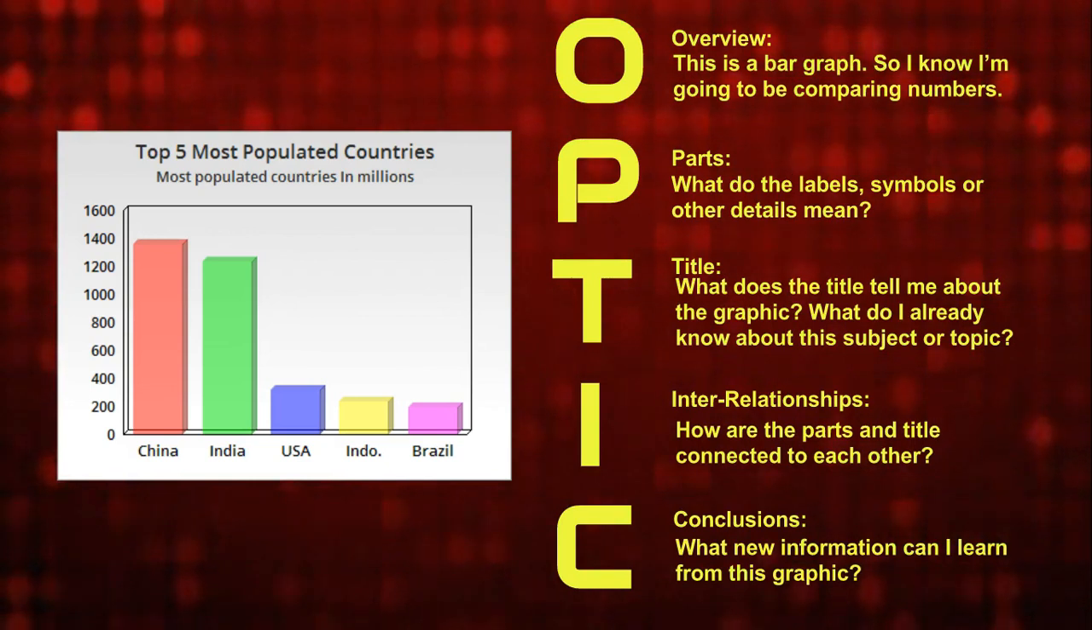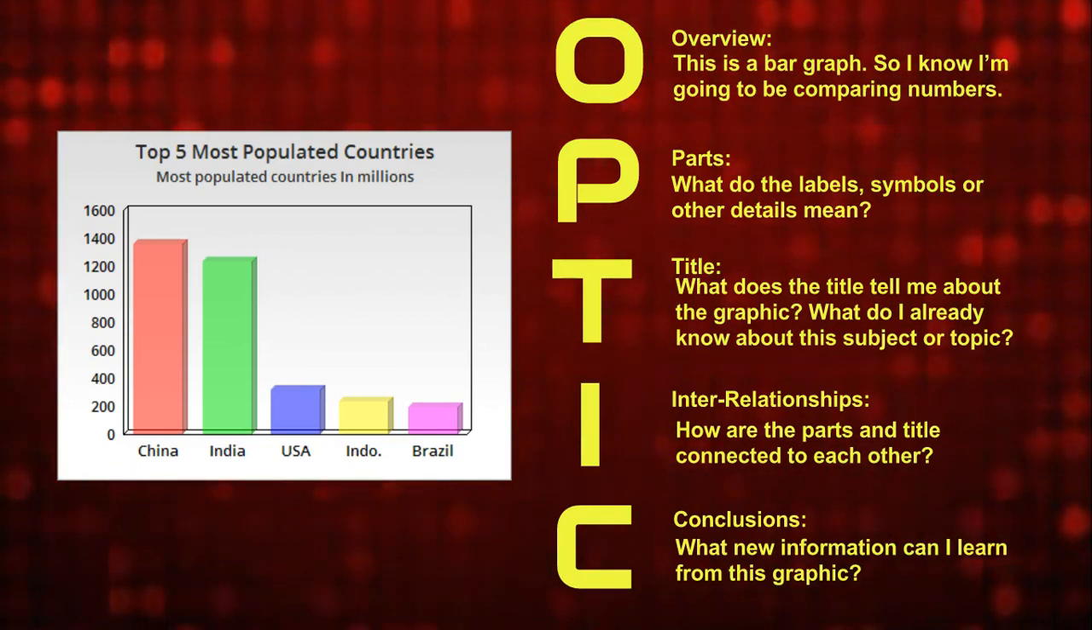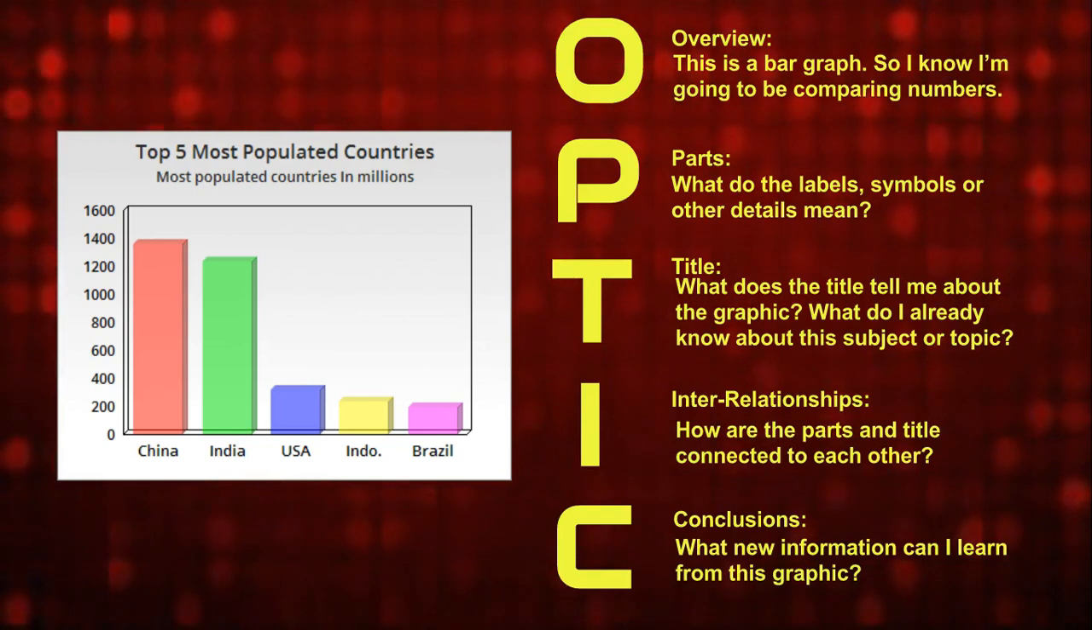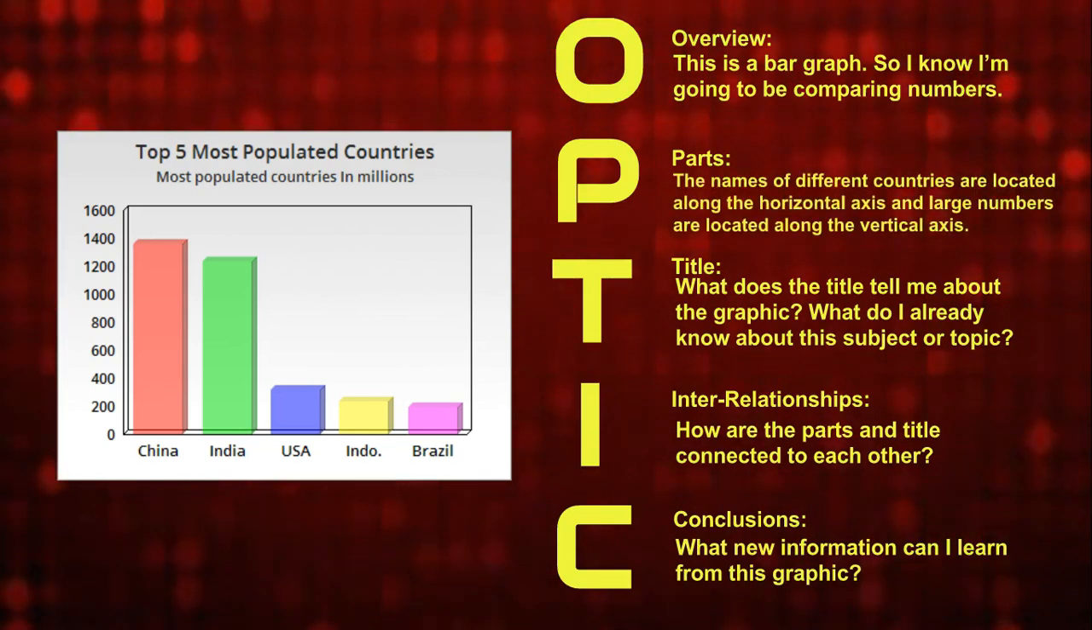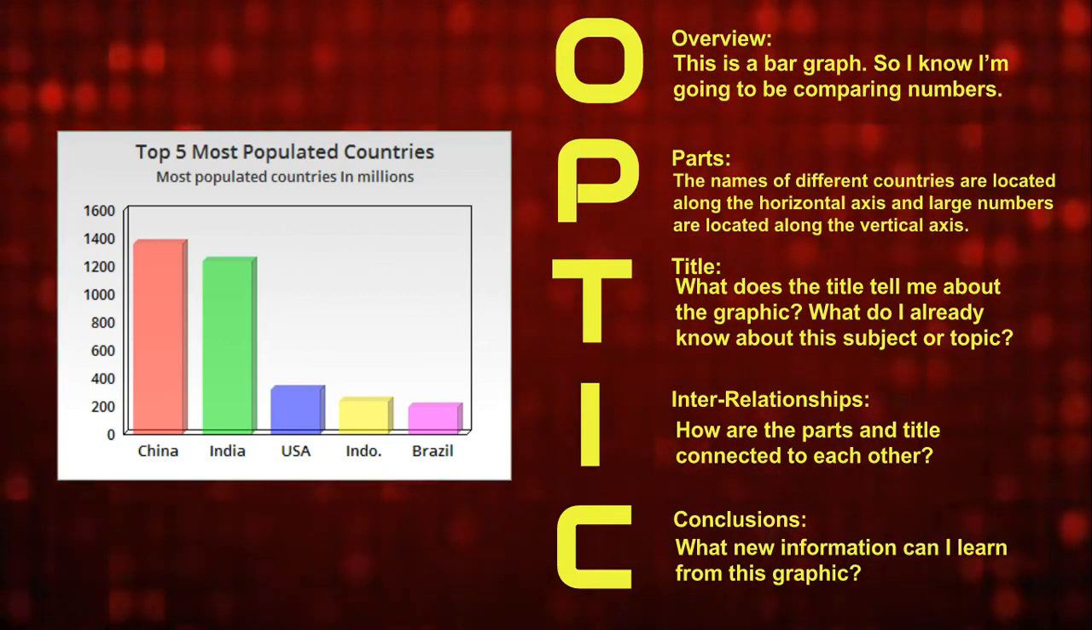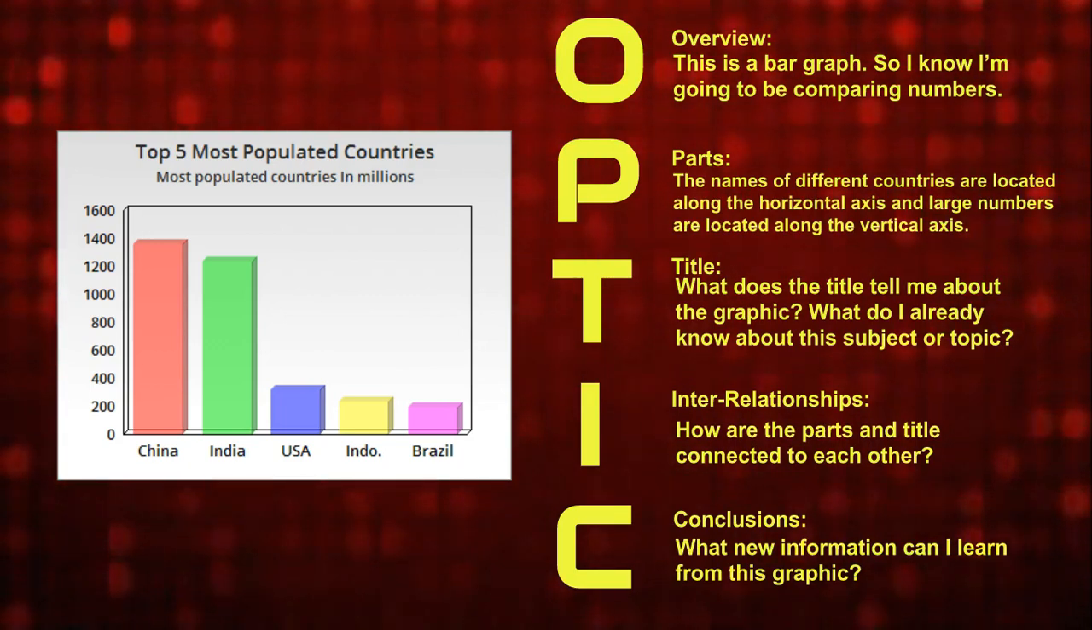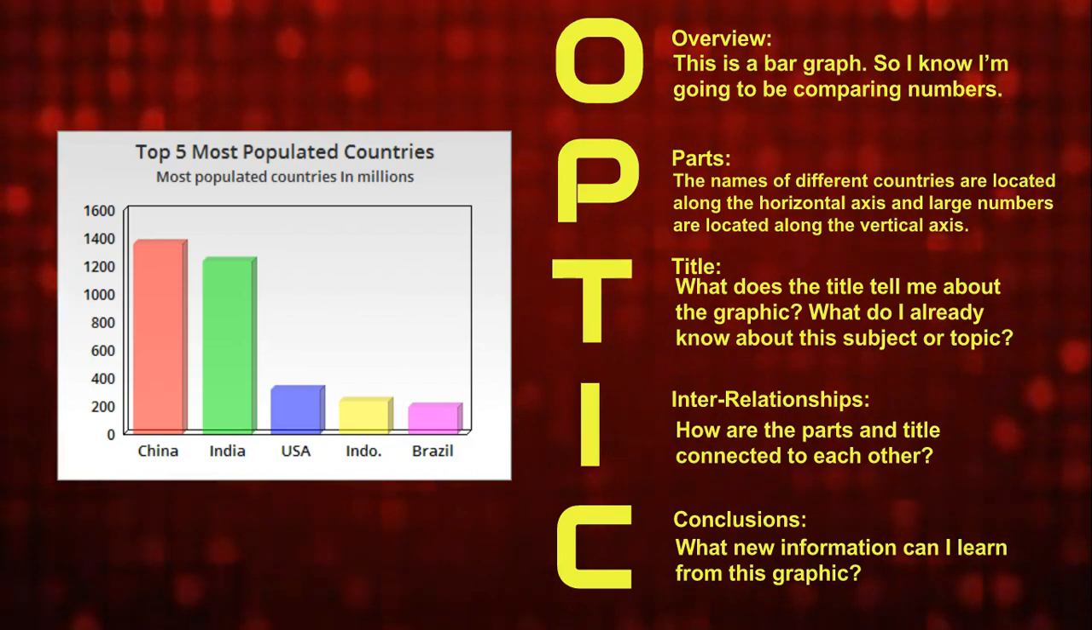Next is P for parts. What do the labels, symbols, or other details mean? The names of different countries are located along the horizontal axis, and large numbers are located along the vertical axis.